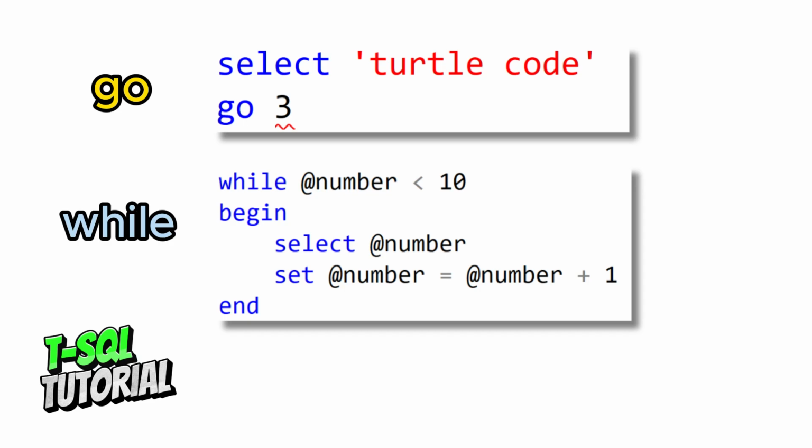GO is risky because it runs every piece of code on top of it. Generally, the WHILE structure is preferred for the loop. We can better understand how it works by making an example in SQL Server.